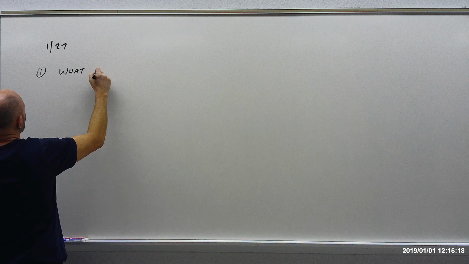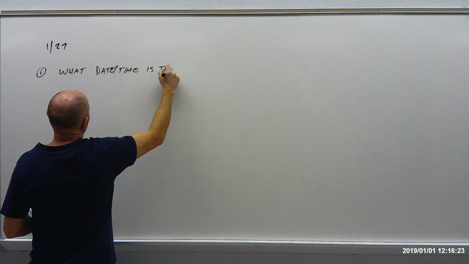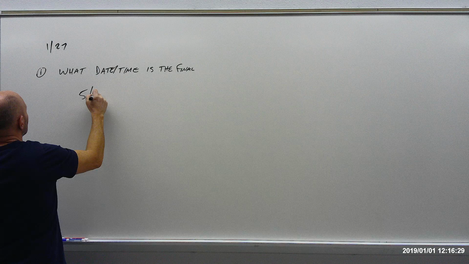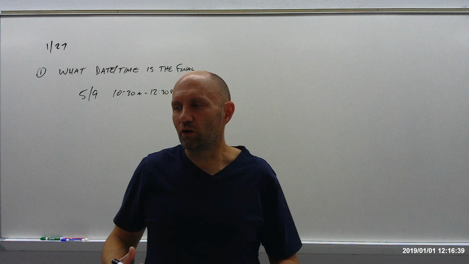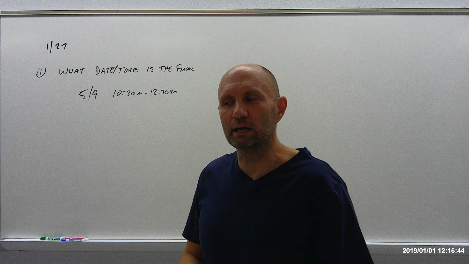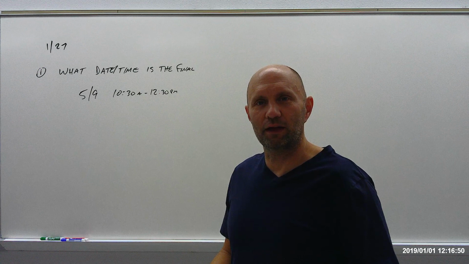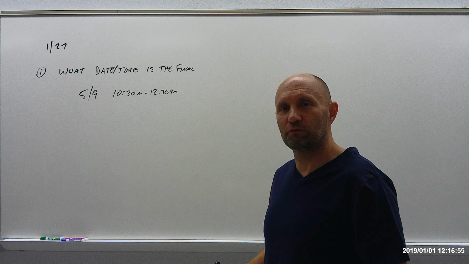The first question is off the syllabus: what date and time is the final exam? The answer is May 9th from 10:30 a.m. to 12:30 p.m. I asked this because it's a Saturday, right after review week. I want everyone to make sure you have that day off and that you're aware of the date, so you're not waiting until finals week and then happen to miss the final. So it's that Saturday. Now, let's get into some of the math questions.